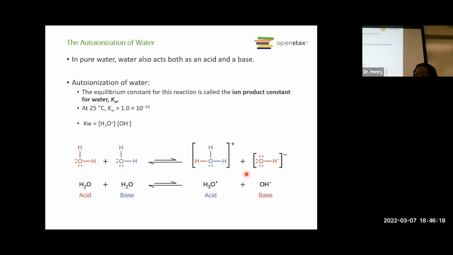Now, the products for this are always going to be constant. So they're always going to have a constant value of 1.0 times 10 to the minus 14. So if we have Kw, it is equal to the concentration of the conjugate acid times the concentration of the base, right? So then what is going to be the value of each of the individual components?